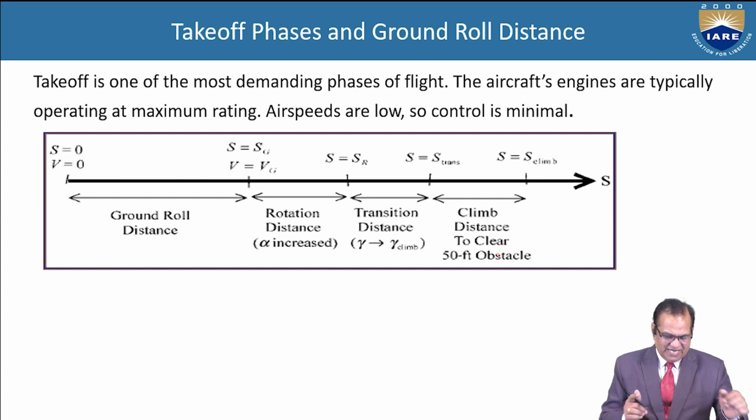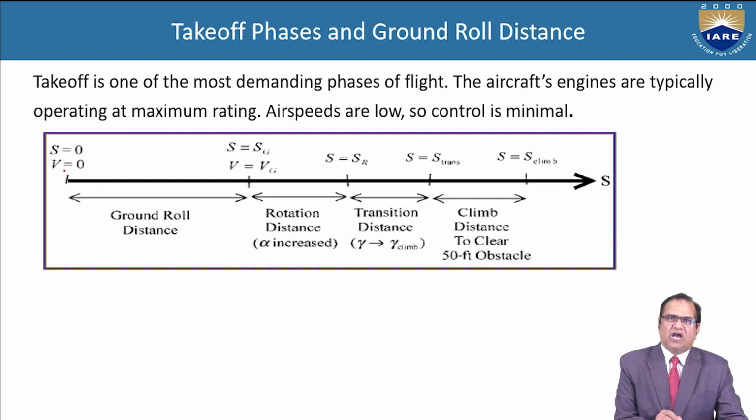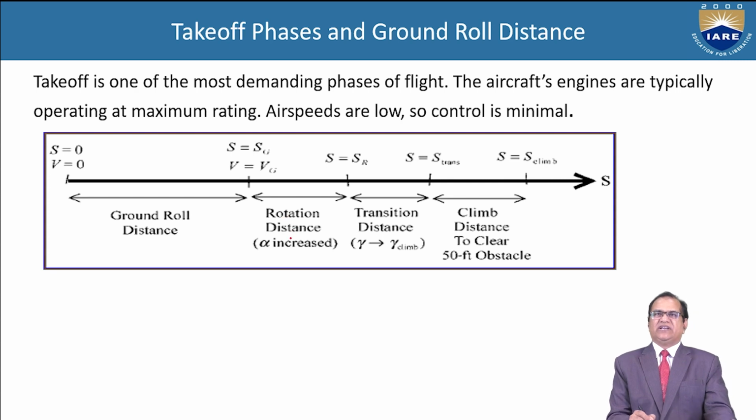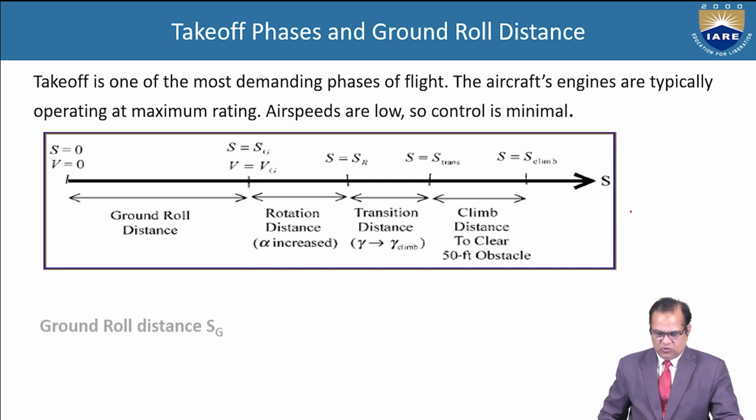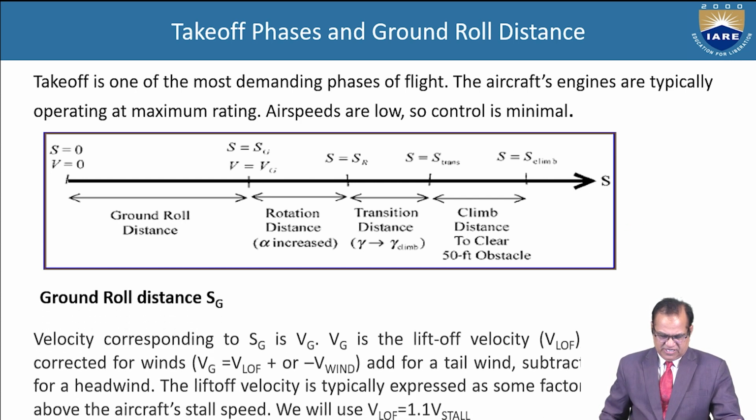You can see here that at the start, S is equal to 0 and velocity is equal to 0. Here S is equal to Sg, V is equal to Vg, and this is called the ground roll distance. Here S is equal to Sr, that is the rotation distance. Here the angle of attack is increased. From here it is the transition distance. Here gamma is increased. Now from here to here it is the climb distance to clear a 50 feet obstacle. So your aircraft should be able to clear this.